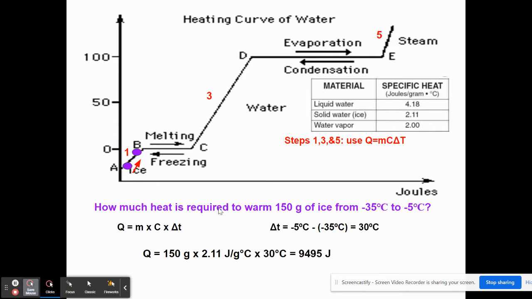All right, guys, so let's pause there and try to do a couple more problems before we move on to explaining step 2 and step 4.